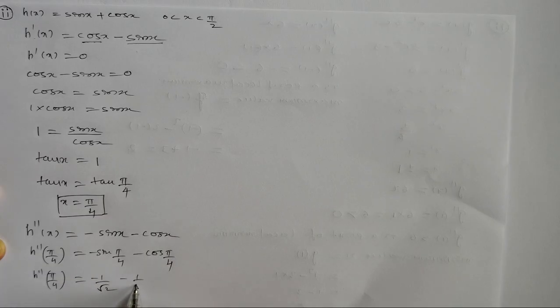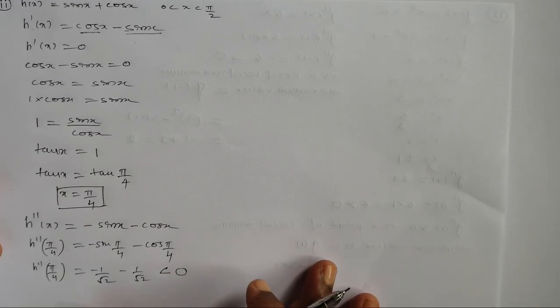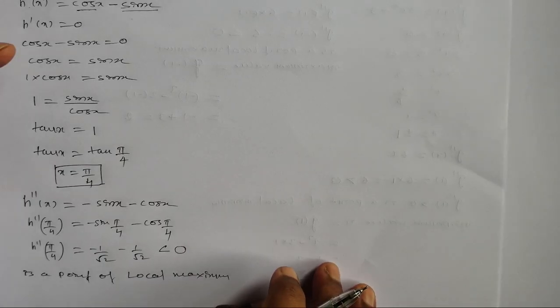So what is the sin pi by 4 value? Sin pi by 4 value becomes 1 by root 2, so this is minus 1 by root 2, minus 1 by root 2. This value is less than 0, right? Less than 0 means what? It is a point of local maximum.